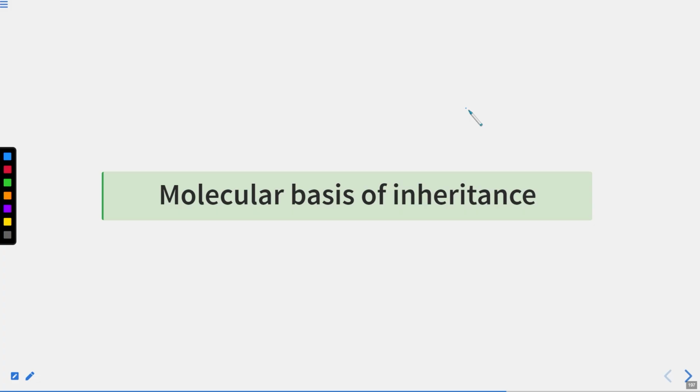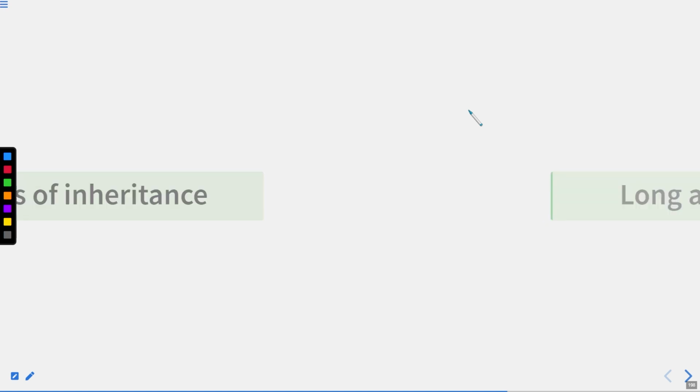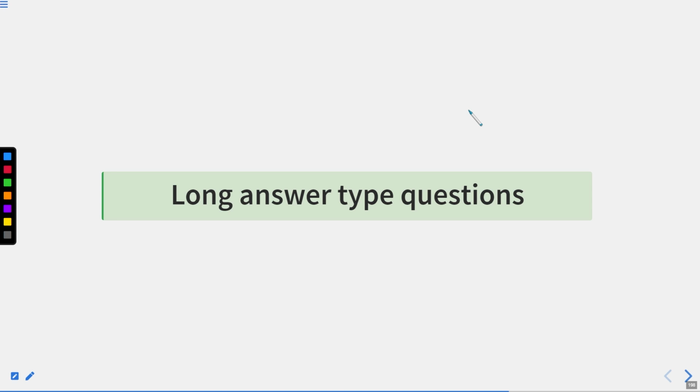And today we'll be solving the NCERT Exemplar questions for the topic molecular basis of inheritance. So we have already solved the rest of the questions, which included the multiple choice questions, short answer questions and very short answer questions in the previous lectures. And today we'll focus on long answer type questions.